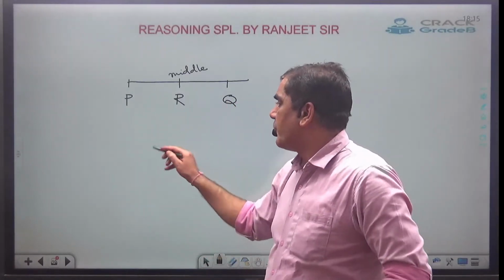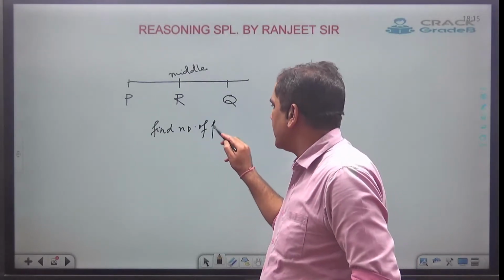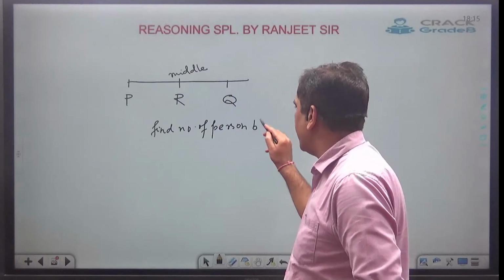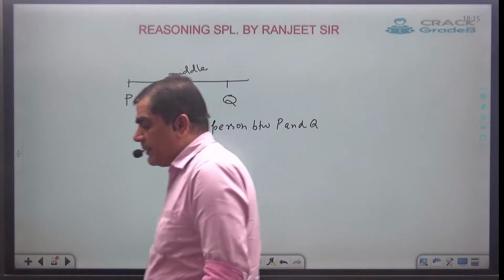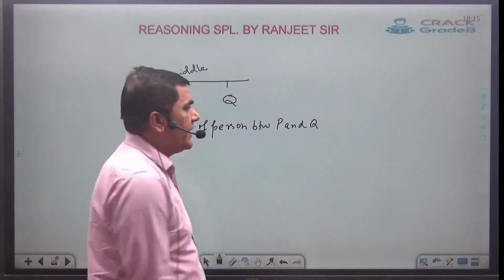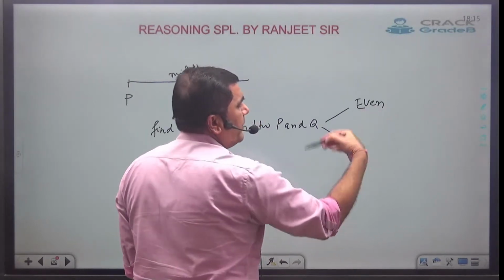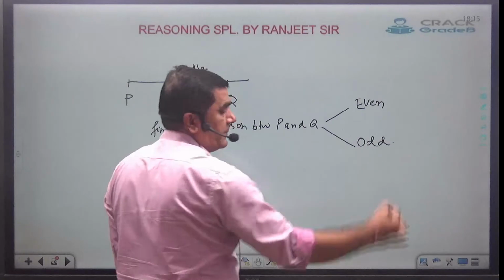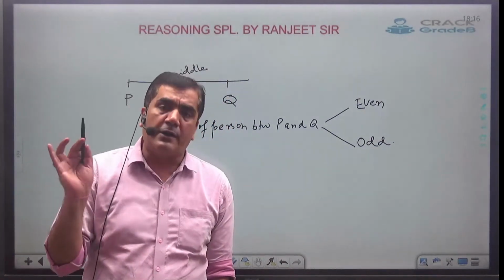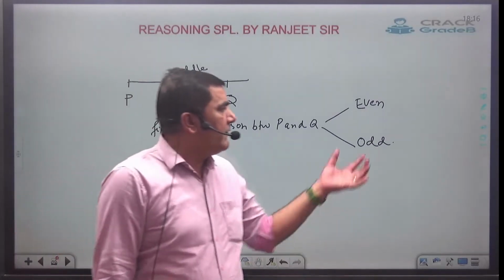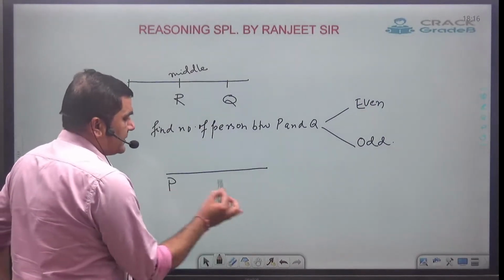So my first job is to find the number of persons between P and Q. Now, whenever you find the number of persons between P and Q, there can be two possibilities. First, the total number comes out to be an even number, or it can be an odd number. Now, always remember, even number means what? Let's say I am assuming between P and Q we have got 8 students.